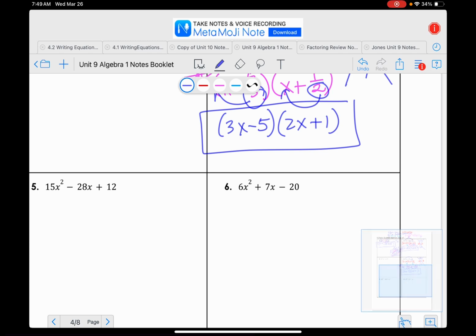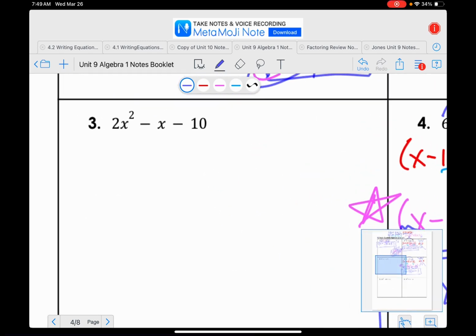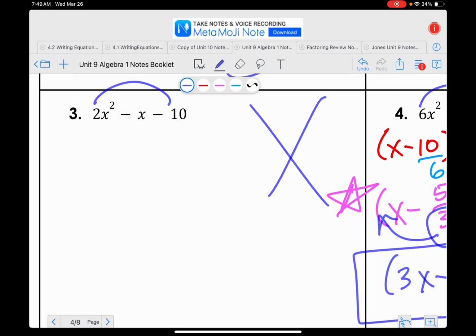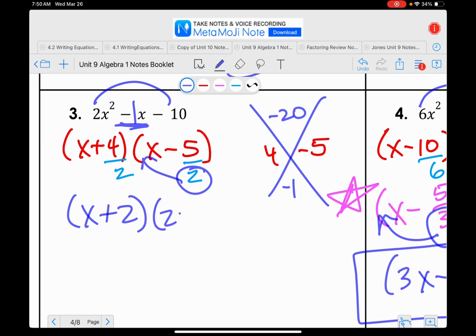Let's see if we want to do another one. Let's do number 3 because this messes with a lot of people for some reason. 2 times negative 10 is negative 20, and then a lot of us forget that this is an imaginary 1. So what multiplies to negative 20 but adds to negative 1 is 4 and negative 5. Those are my fake factors. My next step is to divide by a. This one simplifies nicely, so I'm done. This one doesn't simplify, so I'm ready to do bottoms up.